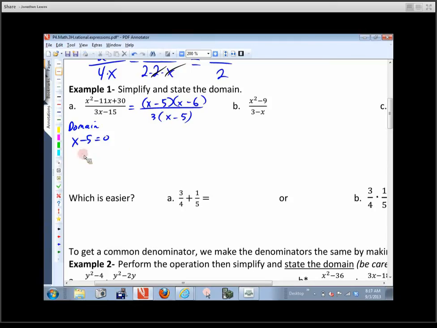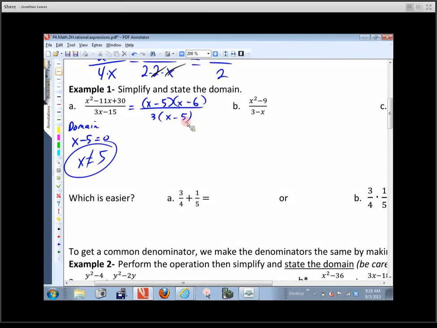So what would make that equal to 0? Okay, x equal 5 would. So this is what I'm going to cross off. Okay, that's the domain. It's going to be all reals. I think we mentioned this last week. You could say all reals except for 5 are okay to plug in. Any questions there?